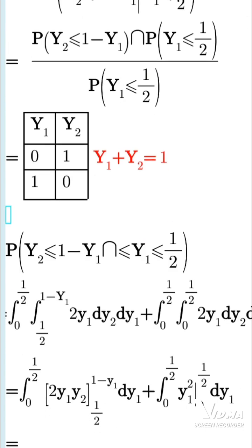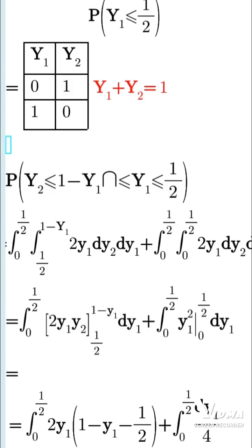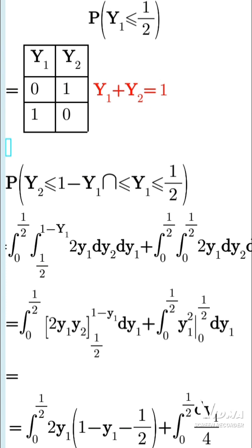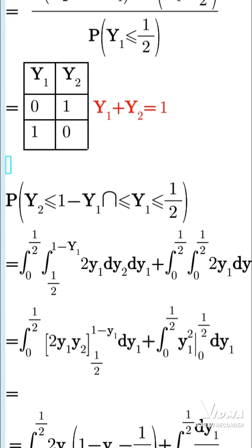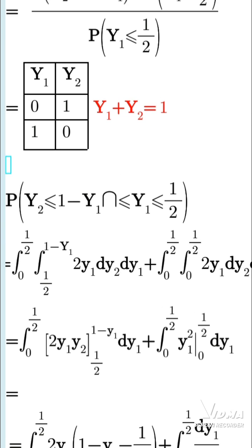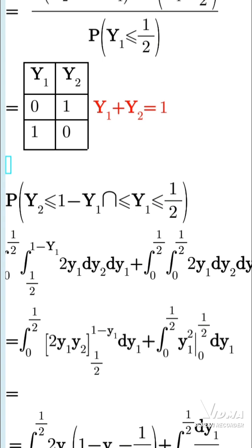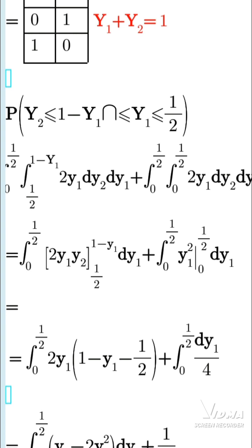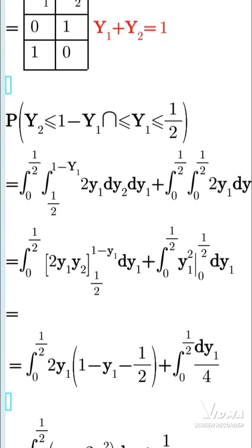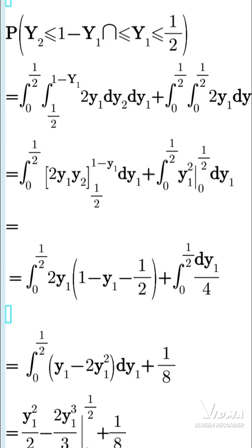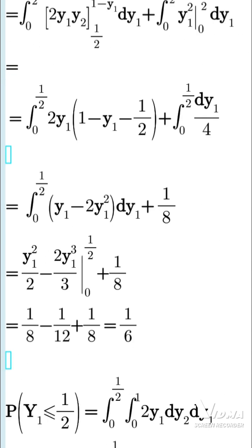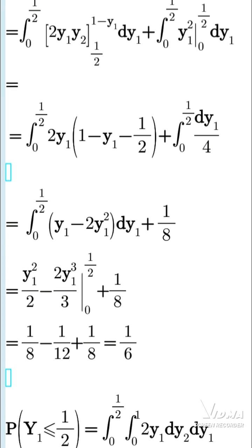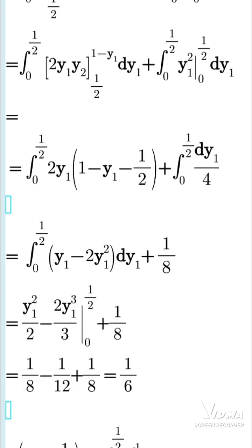Then since it is a joint density function, we are joining density functions together. It will also be from 0 to 1 over 2. I would have loved to sketch this graph, but it will also be from 0 to 1 over 2. Then we take the distribution 2y1 dy2, and when we solve the integrals respectively, you can check them out, just write them out and see. We have our final answer to be 1 over 6. That is for the first part.